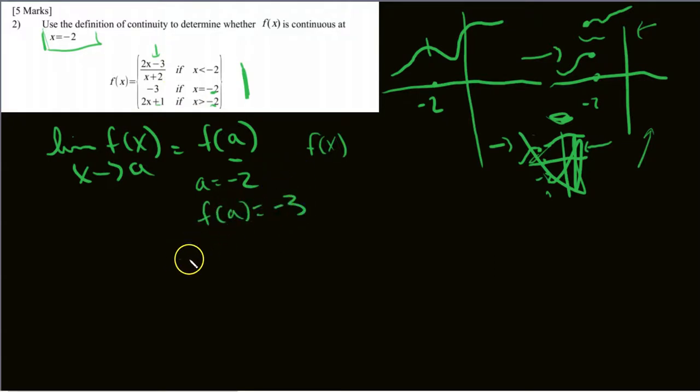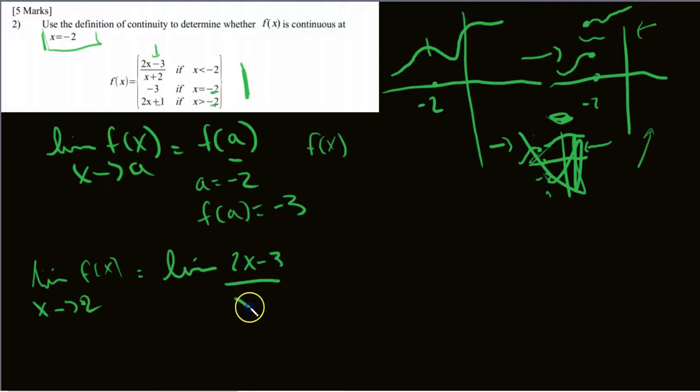So if this limit as x approaches a of f of x on both sides equals -3, then we have continuity. So let's evaluate the limit of f of x as x approaches -2. In order to do that, we have to take one of these functions. So let's start with the top one, which is approaching from the left, and see if it equals -3. If it doesn't, then we have a break.